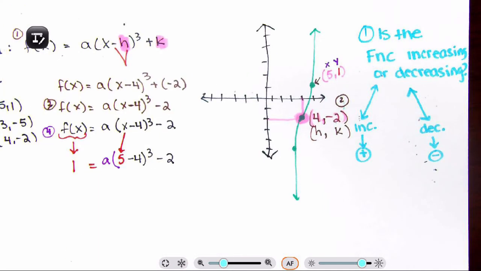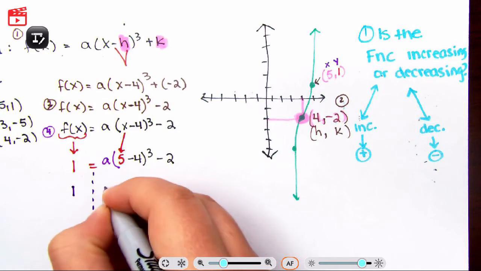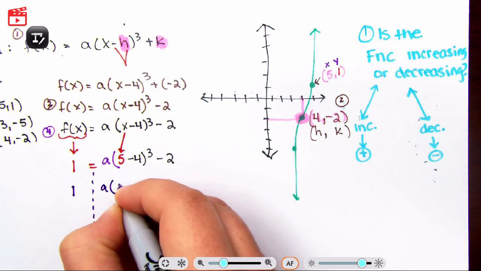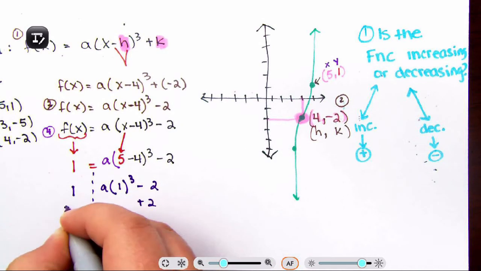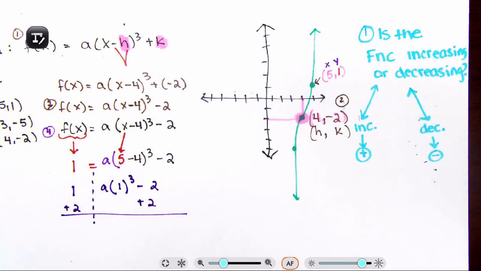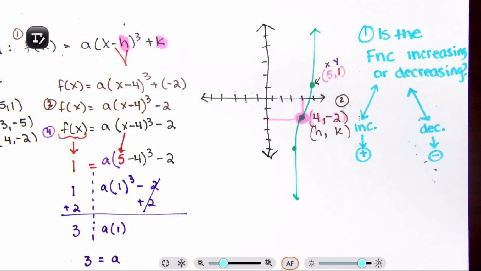We want a by itself, so we're going to go back to Integrated Math 1, dotted line. Simplify, PEMDAS. I have a 1 on this side. I have a times 5 minus 4 is 1 cubed. I'm going to add 2 to both sides. So then I have 3. Here I have a times 1 cubed. 1 cubed is just 1, so I have a is equal to 3. Okay, so now I solved for a.